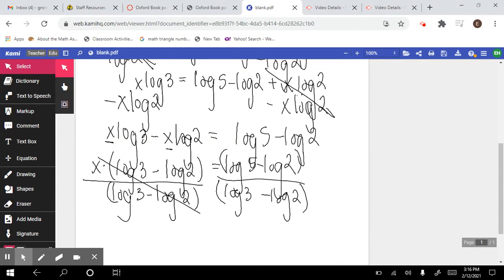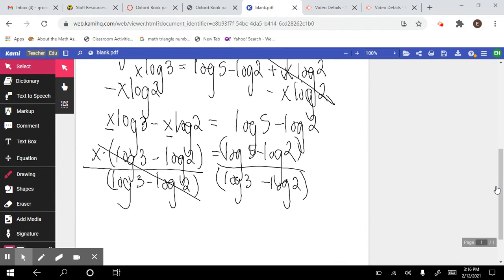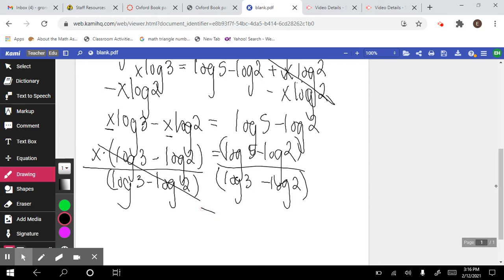We got cut off on that last part there. So the answer to this one is 2.26. Be careful about those parentheses around the logs.